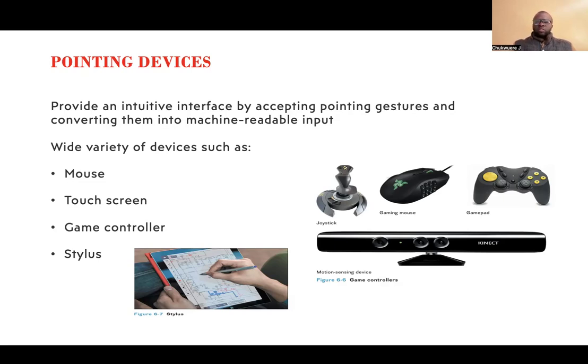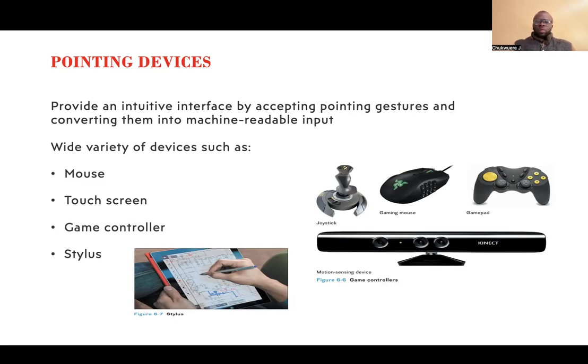When you move your mouse, you're making some movements, right? And the computer, the device upon which you are making that very movement, can interpret what you are trying to do or what you are doing. So that is your mouse. And then you have your touch screen, the one you can see on your phone. Then your game controller, and then you have your stylus.